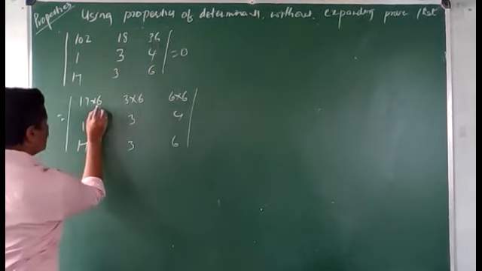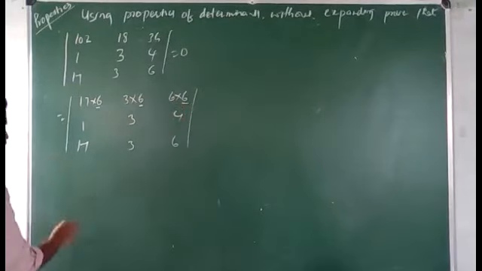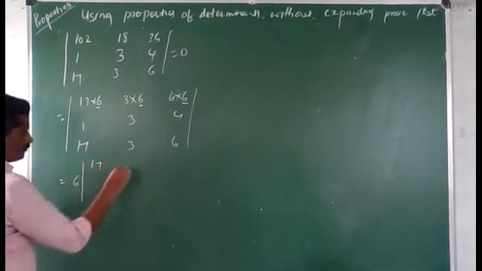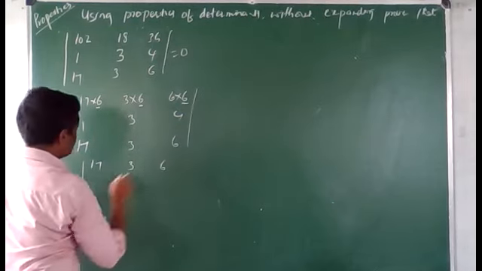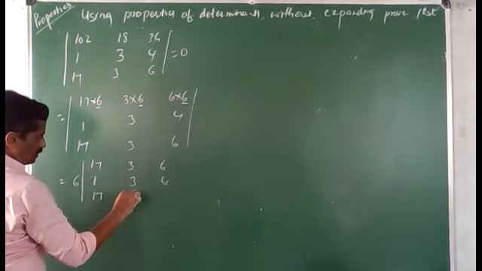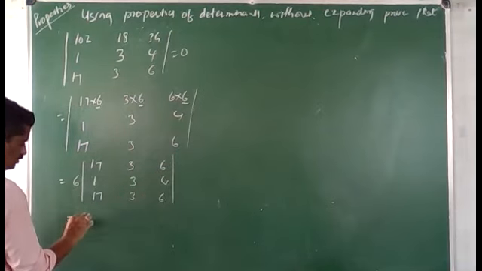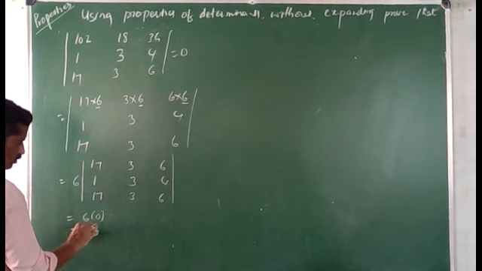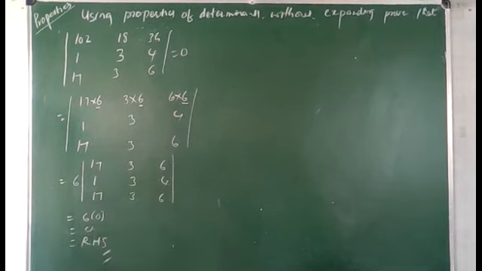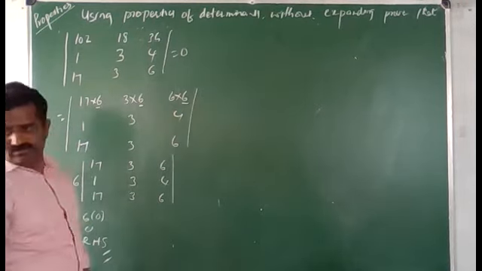So now you can take the common factor 6 outside the determinant. Therefore, it is equal to 6 into determinant of 17, 3, 6, 1, 3, 4, 17, 3, 6. That is equal to 6 into 0, which is equal to 0, equal to RHS. Because the first row and last row are the same.